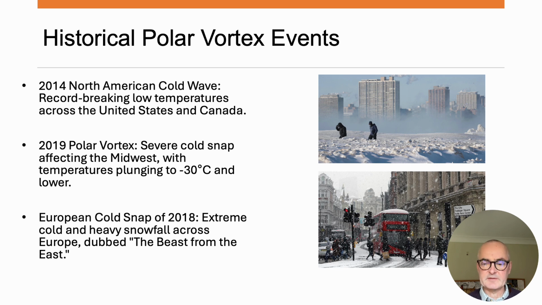Europe has also experienced the effects of the polar vortex, most notably during the 2018 cold snap, which was referred to as the Beast from the East. This event brought heavy snowfall and extreme cold to much of Europe, severely disrupting daily life.